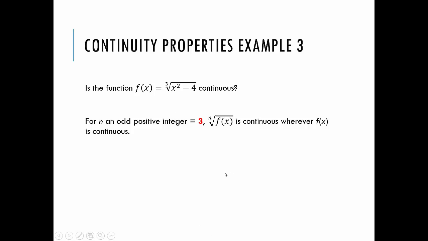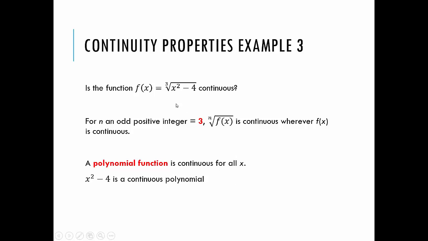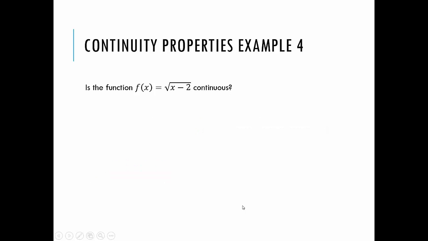this would be continuous. So what we look at now is we look to see if what's under the root is continuous. And that's wherever f of x is continuous. And x squared minus 4 is a polynomial, and it is continuous. Well, how about this one?